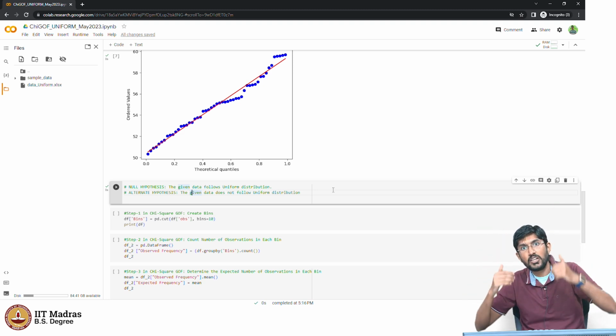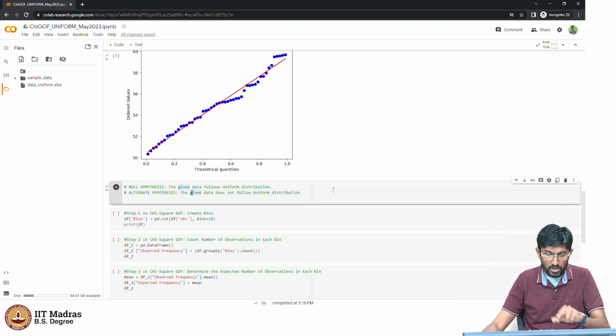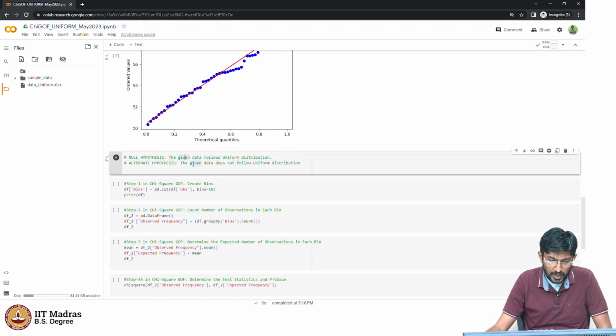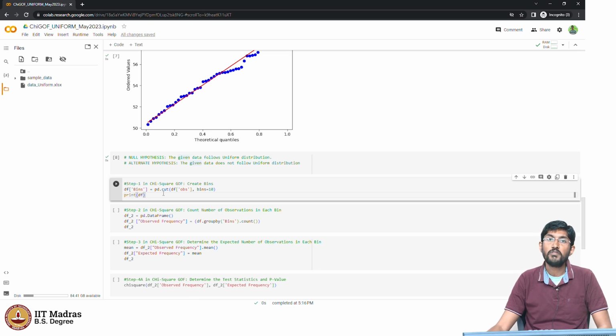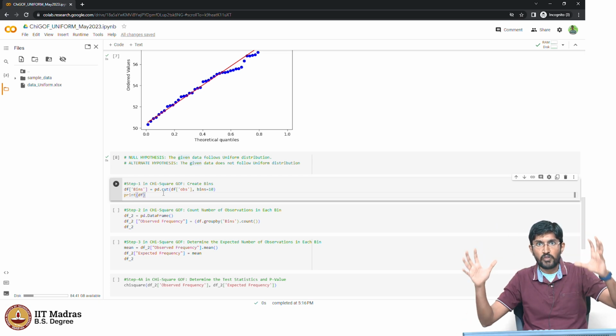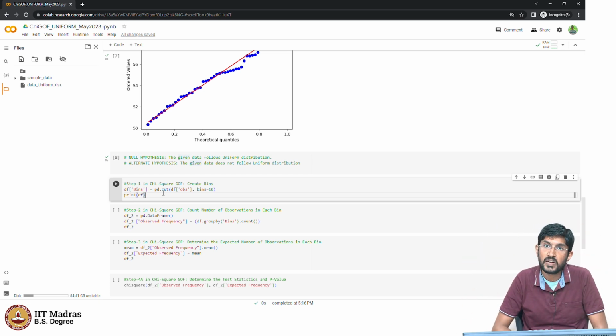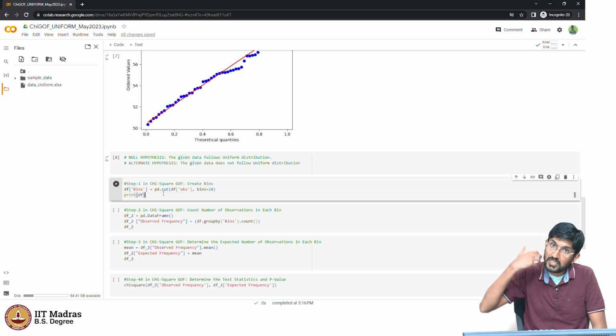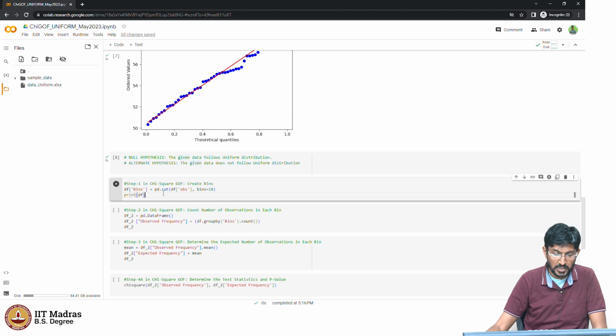The original parent distribution is non-uniform in nature. So that is going to be the alternative. So this is the null and the alternative for us. And the first step in performing the chi-squared goodness of fit test is to create the frequency table, and the first step in that is to identify the bins.